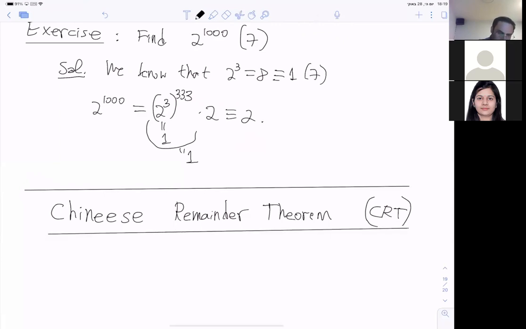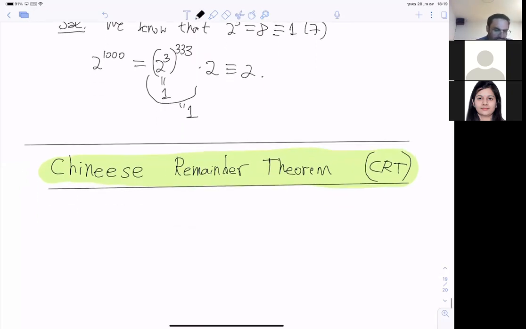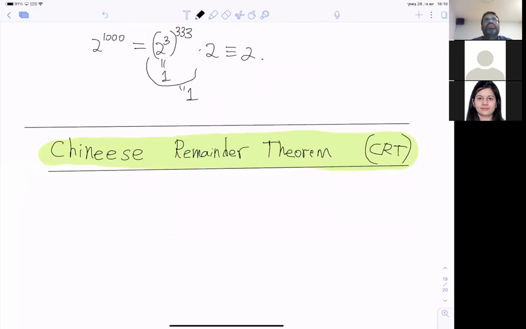And this is, as you can suppose, a very old theorem due to a Chinese mathematician. I don't remember his name, but it is more than 1,500 years old. Okay, and this is a very basic tool that we are going to use.